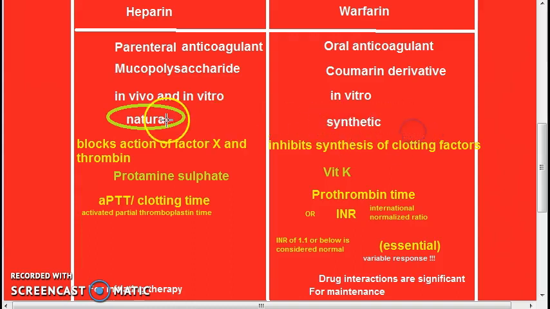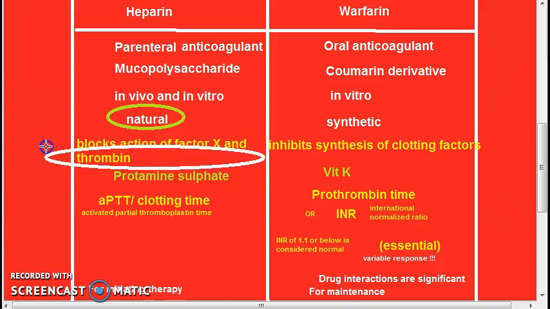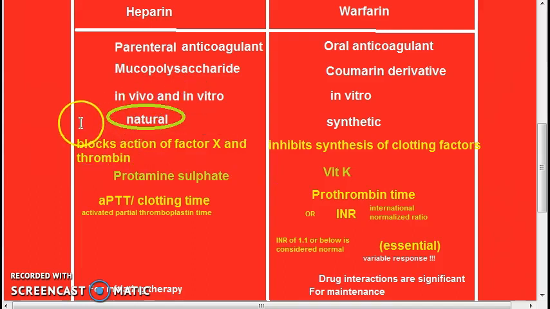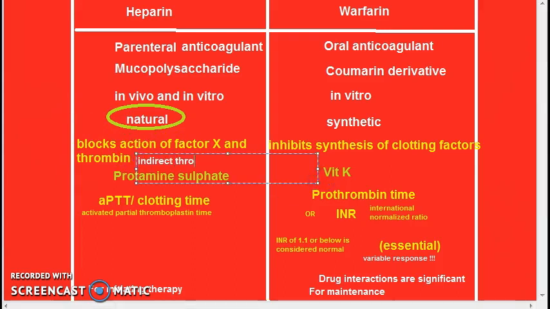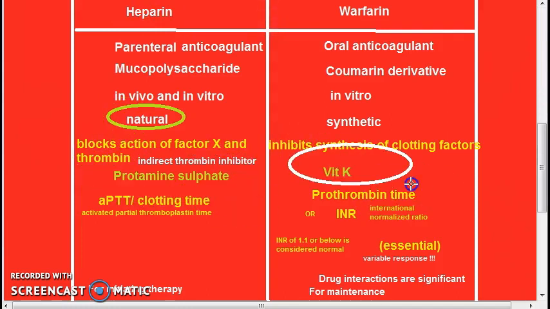Warfarin is a synthetic product and heparin is natural. Warfarin inhibits the synthesis itself of clotting factors. In heparin, the clotting factors are present and it is blocking their action. It is an indirect thrombin inhibitor. You can write that here. Indirect thrombin inhibitor, right? For heparin, the antagonist is protamine sulfate. For warfarin, the antagonist is vitamin K.